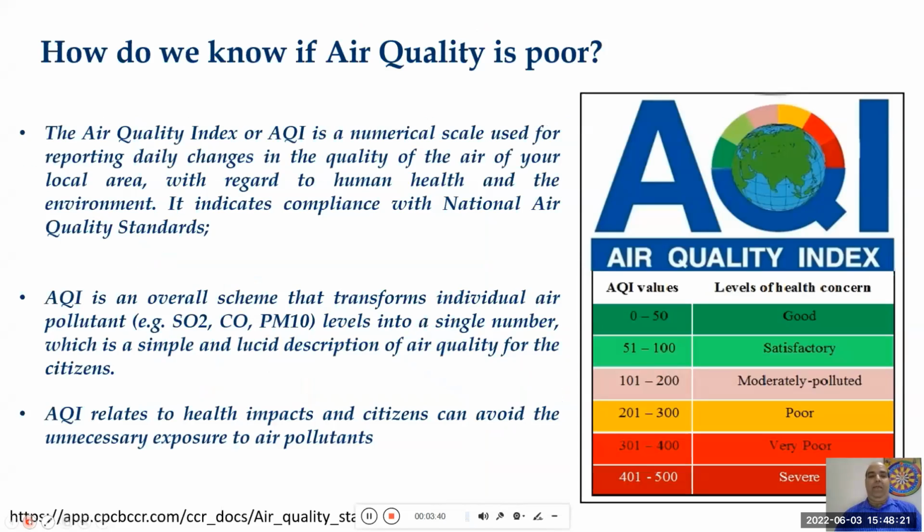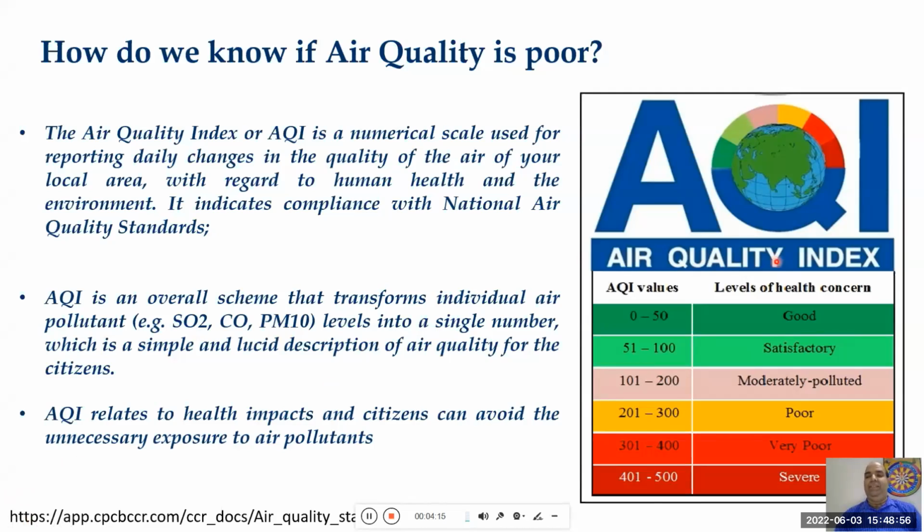The air quality index tells us the quality of the air. In short, AQI is a numerical scale used for reporting daily changes in the quality of air in your local area with regard to human health and the environment. It indicates compliance with the National Air Quality Standard. So AQI is an overall scheme that transforms individual air pollutant levels, for example sulfur dioxide, carbon monoxide, and particulate matter 10, into a single number.